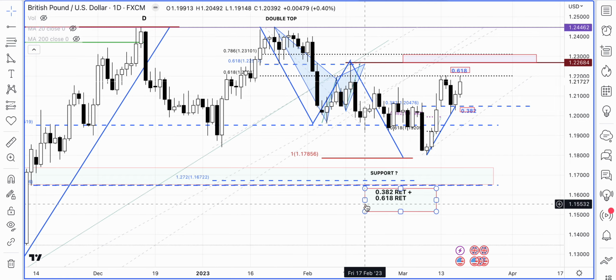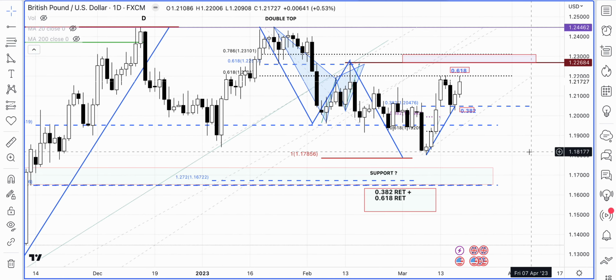Okay, so the next chart we're going to look at is the GBPUSD. So there you go, guys. This is something we were looking for.